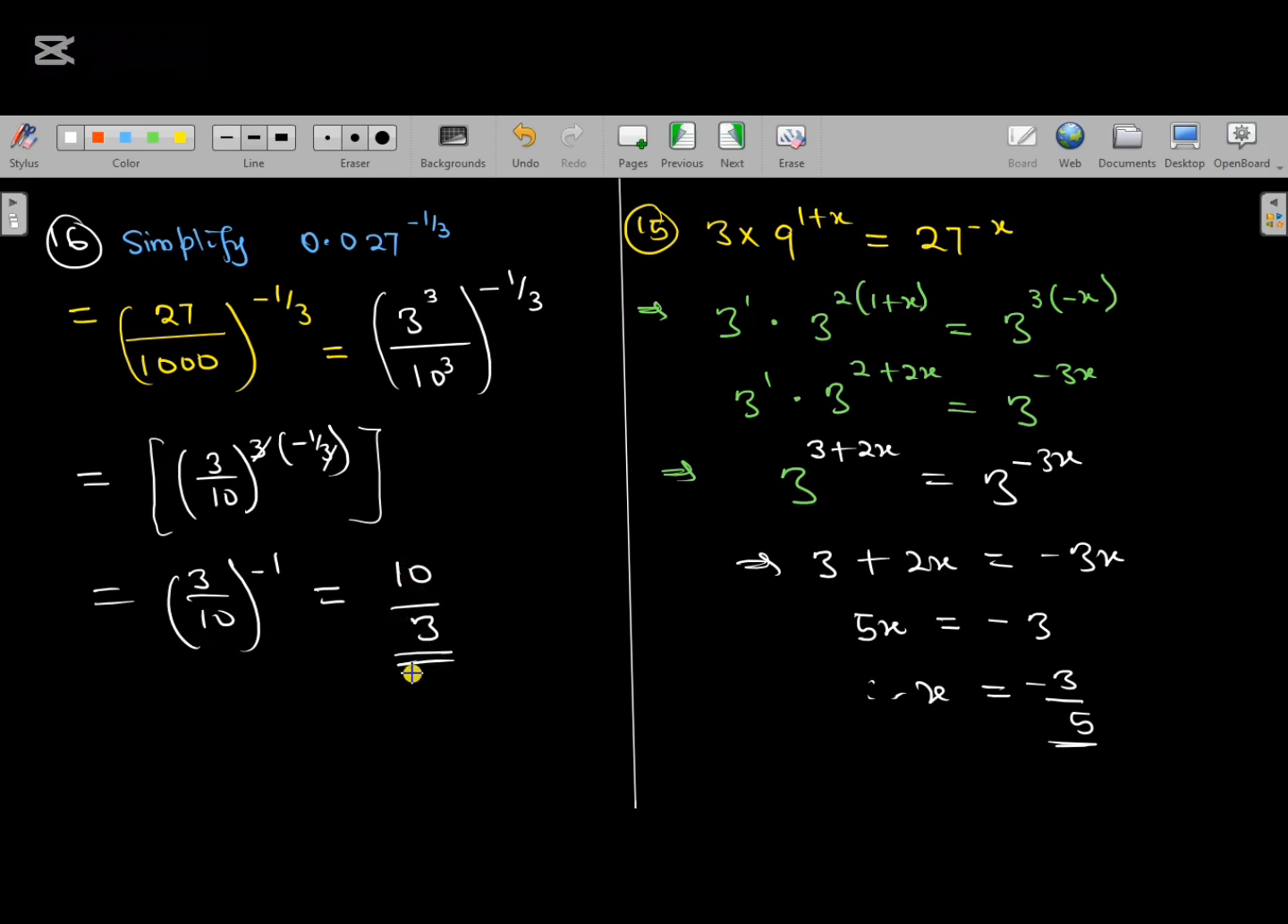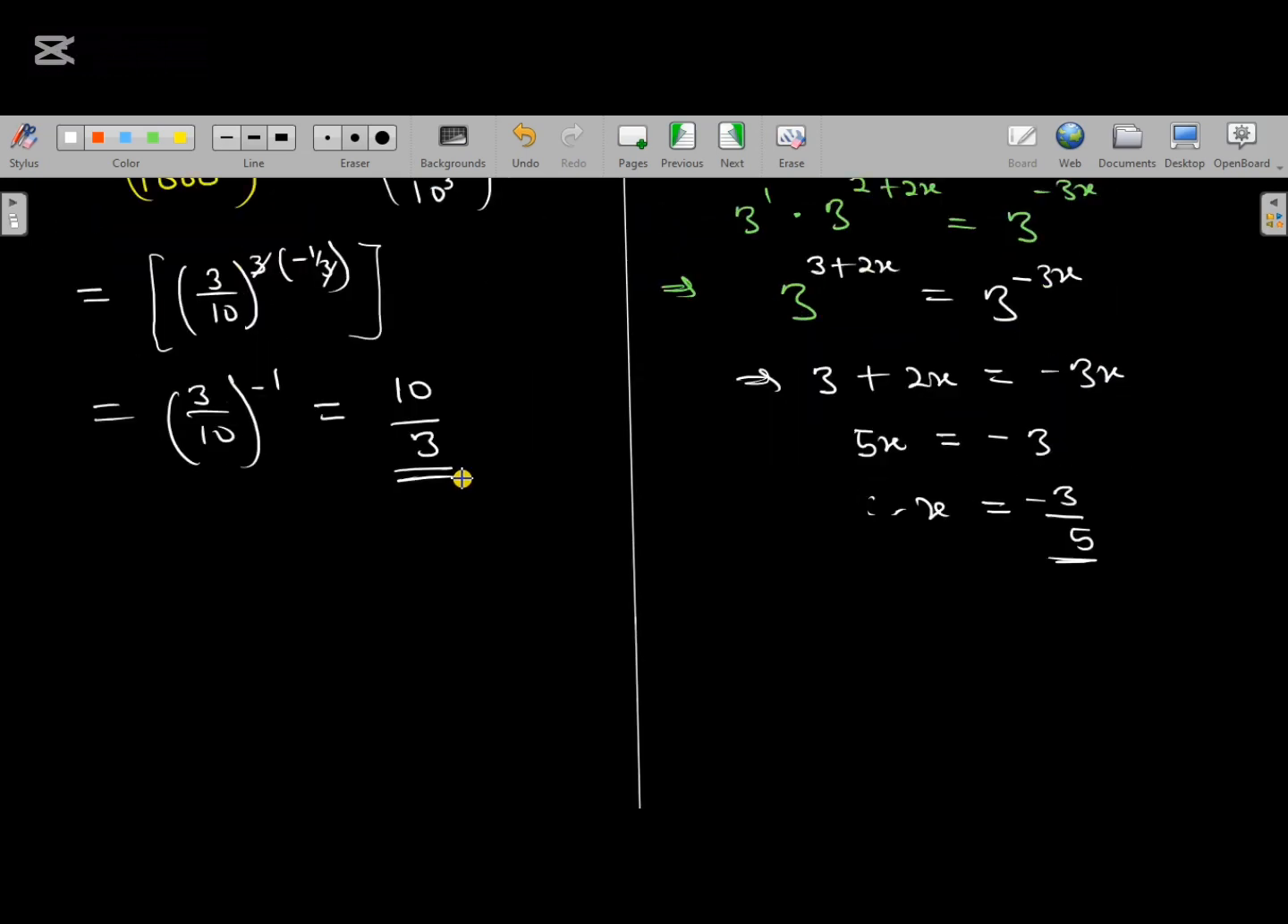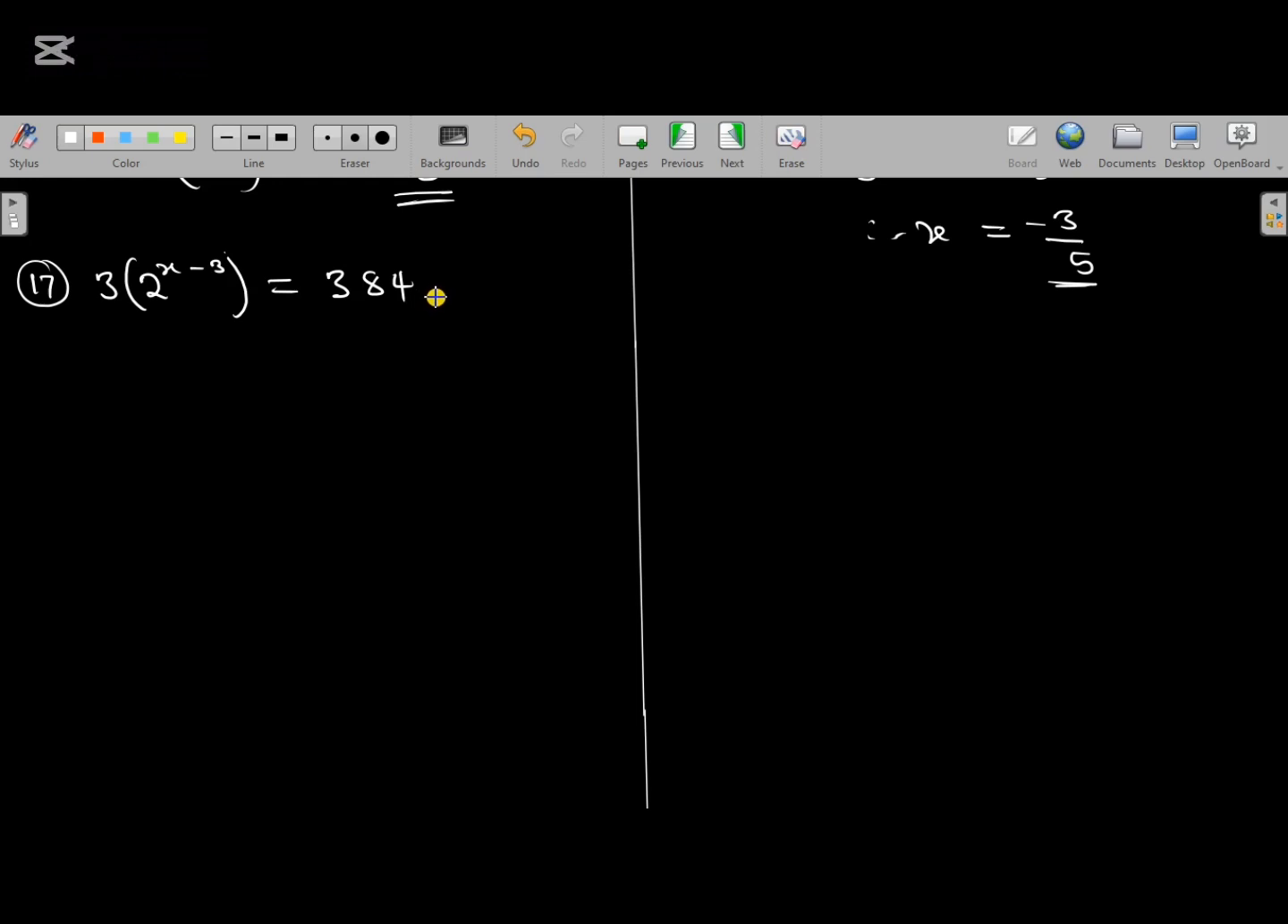So then we move to the next one, which is problem 17. We are given that 3 into 2 raised to the power of x minus 3 is equal to 384. And of course, we are to solve it. So to find the value of x, what do we do? Here, the best thing to do is to first of all clear this bracket. And if you clear the bracket by using 3 to multiply, it will not make sense because the base here is already 2 and is different from 3. So the best thing to do is to try to divide both sides by 3.